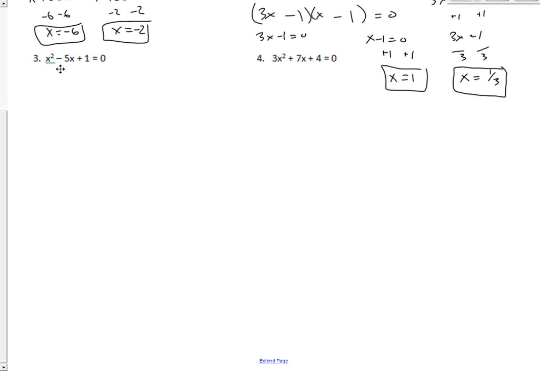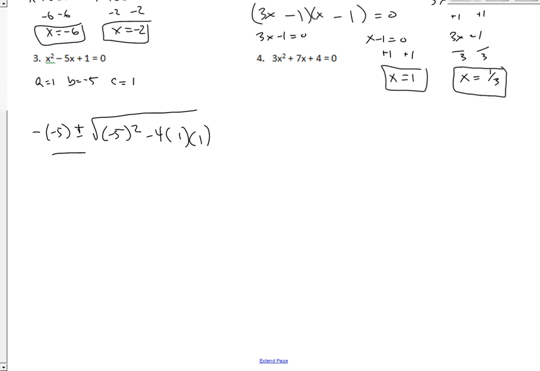Looking at this next equation, the factors of 1 cannot add up to negative 5, so I have to use the quadratic formula here. A equals 1, B equals negative 5, and C equals 1. And I'm going to have the opposite of negative 5, plus or minus the square root of negative 5 squared minus 4 times 1 times 1, all over 2 times 1.